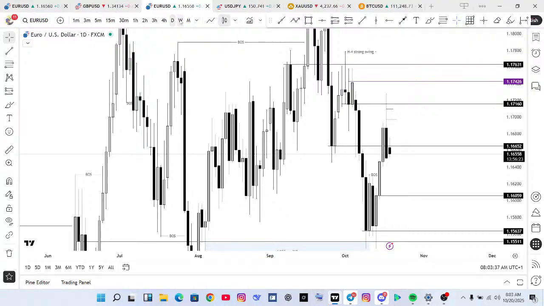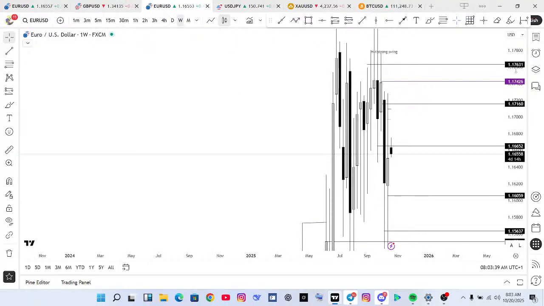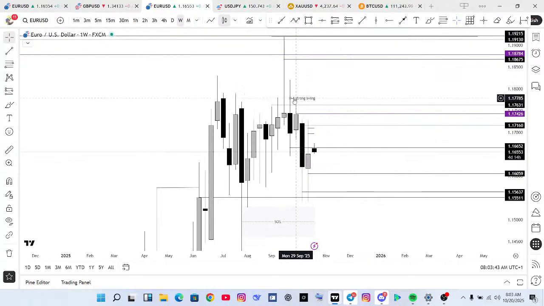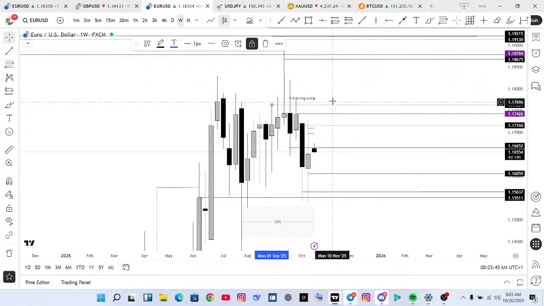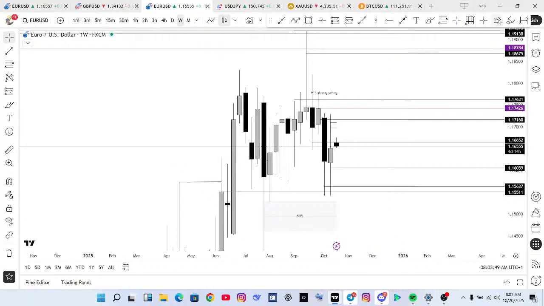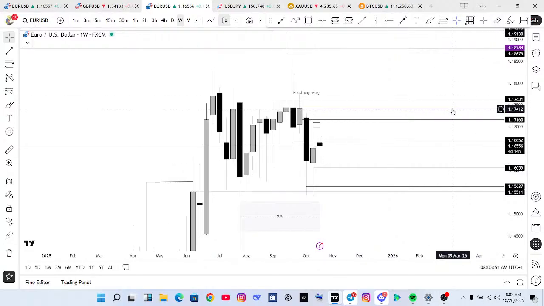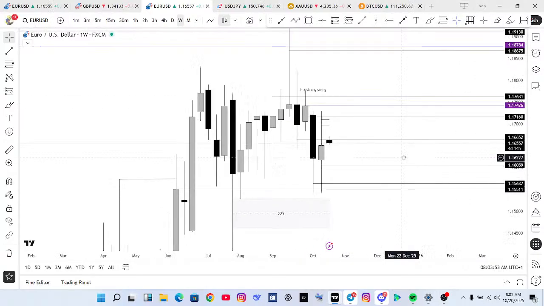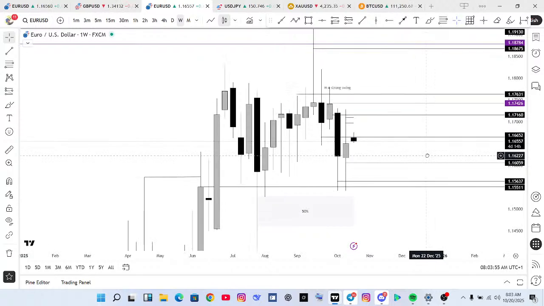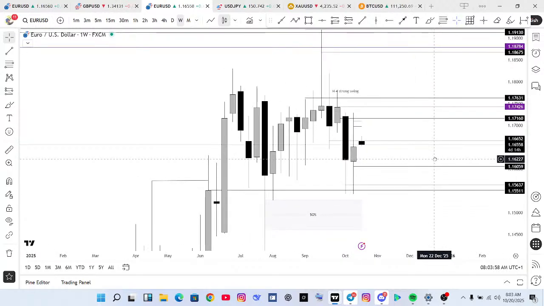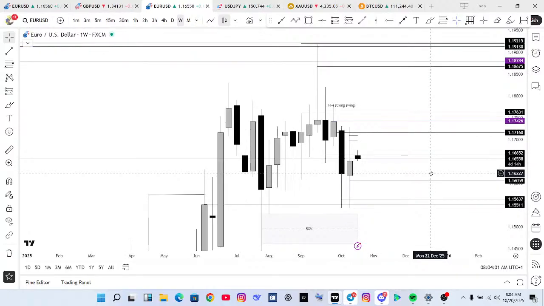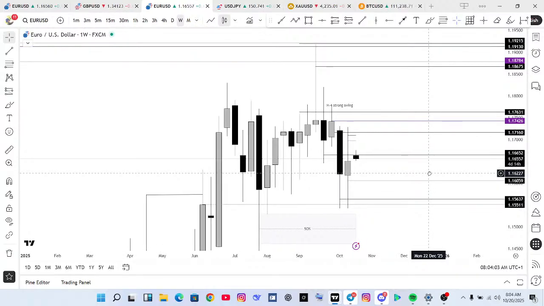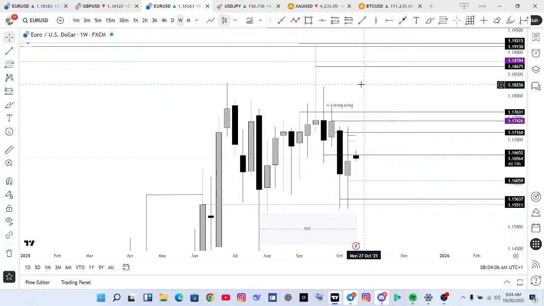Okay, so let's start from the weekly time frame. Most of these lines you see are just key levels, both on the weekly and daily time frame. So this is Euro USD on a weekly time frame. Like I always used to tell you guys, the first thing to consider is where is price coming from and where is price going to. That's price intent.